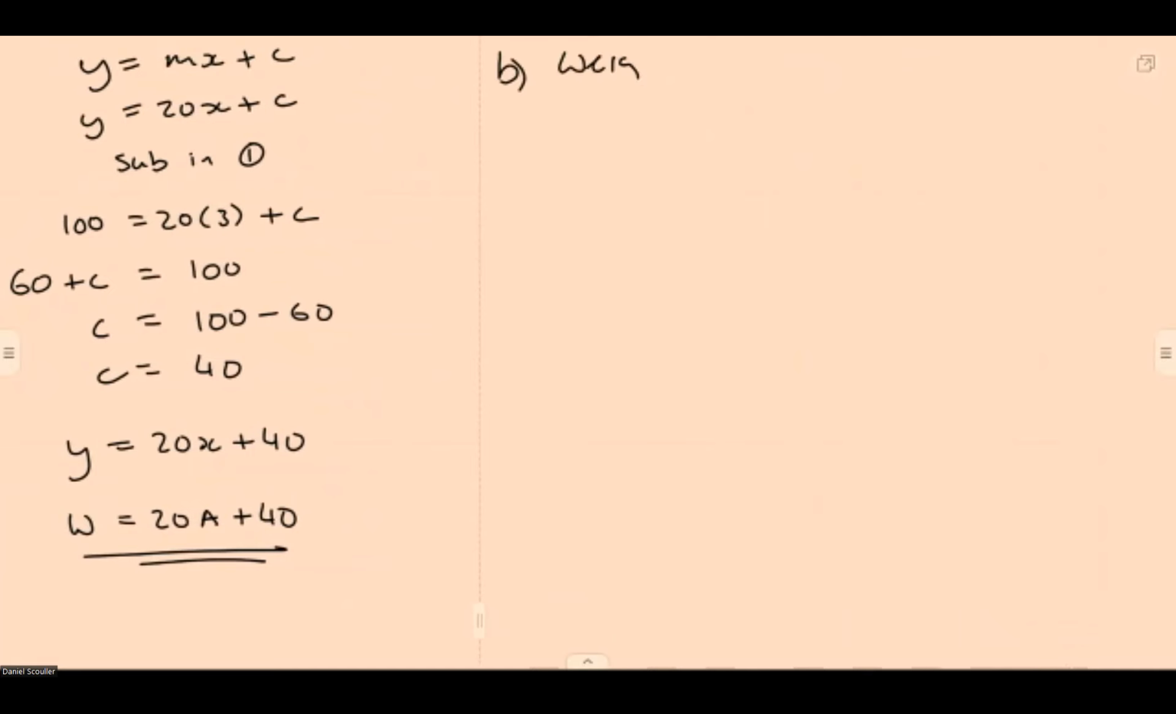for the weight of a calf at half of 1 year. Now, quite unusually in this, it's not actually giving you what you're substituting in. You need to then work out that that's 12 months. People should know that, all right? Not great, but you should know that. All right, so weight equals 20 times 12 plus 40.